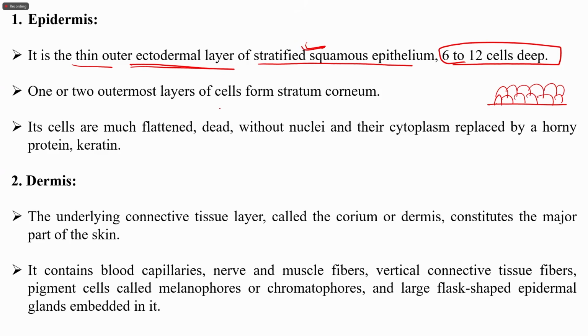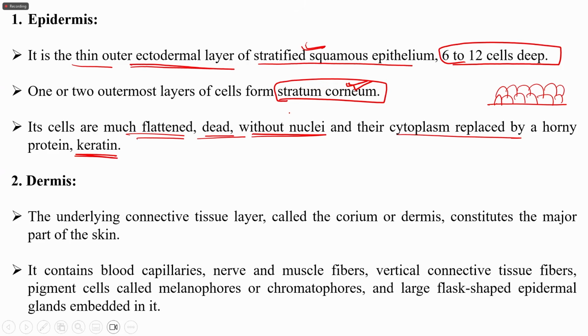One or two outermost layers of cells form the stratum corneum. The outer one or two layers form stratum corneum, and its cells are much flattened, dead, without nuclei, and their cytoplasm is replaced by a horny protein, which is keratin. So the outer layer is keratinized.